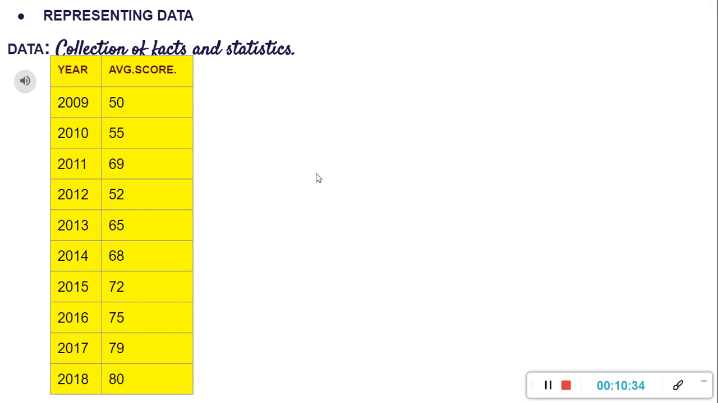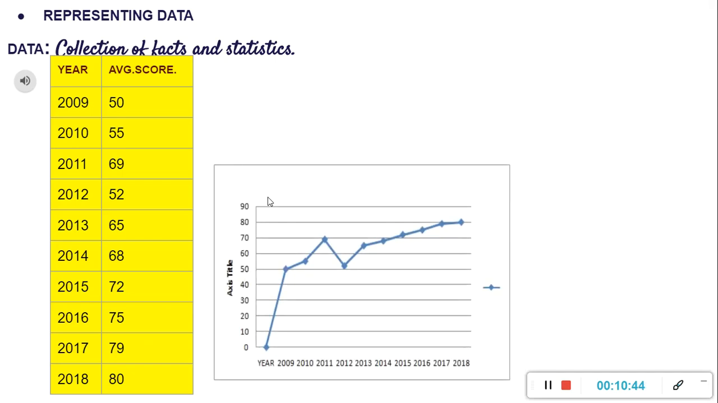Instead of representing it like this, you draw a graph where on the vertical axis you represent the score and on the horizontal axis you represent years. For every year you mark the points corresponding to the score. That is, 2009 you have a score of 50. Similarly, next is 55, then it is 69, then it might drop in 2012. Again, it might increase in 2013, even increase in 2014, and so on. Now, join these points, you get a graph like this.